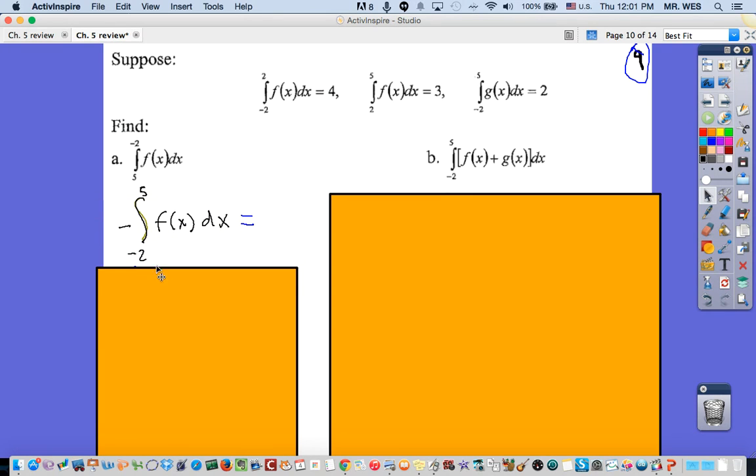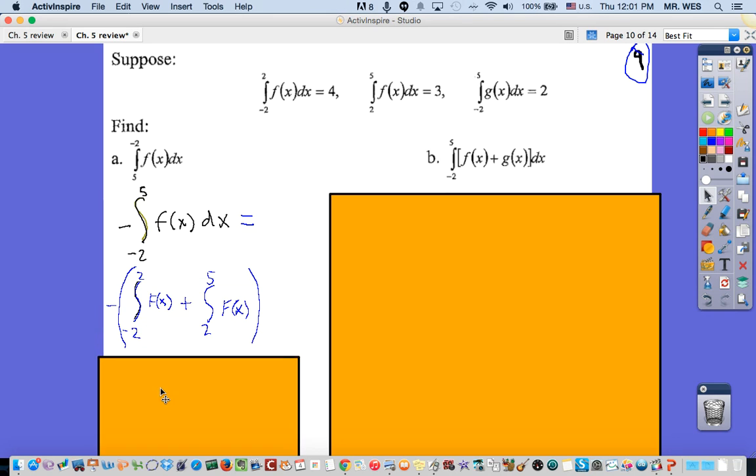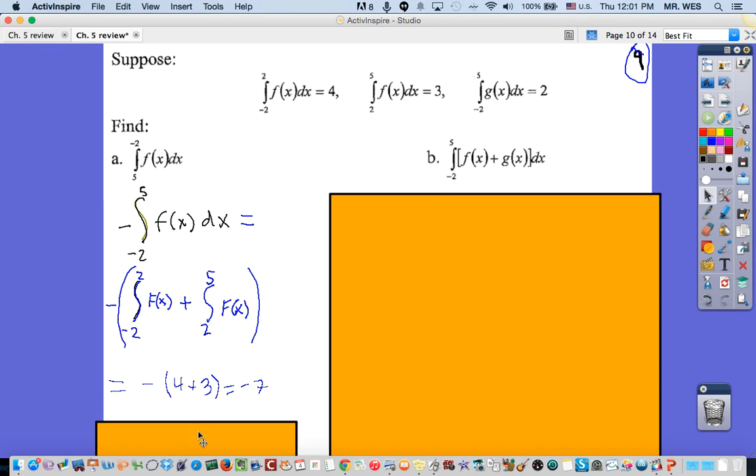If we're going to have from 5 to negative 2, well, I want to change it from negative 2 to 5 because I know negative 2 to 2 and I know 2 to 5. So if I change the 5 and negative 2, it becomes negative. And then I need to separate it into two different integrals. So I keep the negative sign out here, and I have negative 2 to 2 of f of x plus 2 to 5 of f of x. And I'm just going to be adding those together. That's going to be 4 plus 3, which is just up here, and that's going to equal negative 7 because the negative comes out front.